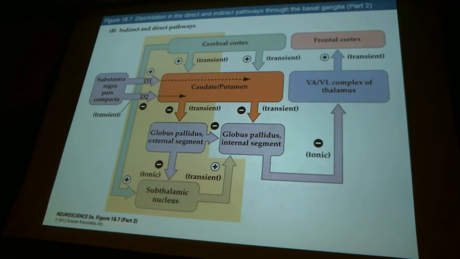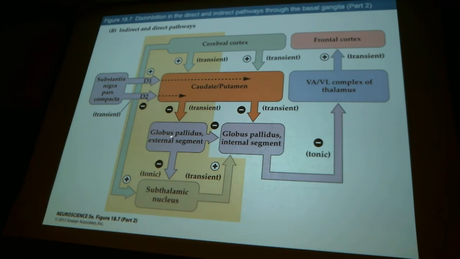So now we're going to build on the direct pathway and talk about the indirect pathway. And you'll understand why we say indirect, because there's another step involved. Here's the direct pathway. You guys are all experts in the direct pathway now. Earlier we talked about how the caudate putamen has outputs to the globus pallidus internal segment, but also the external segment. You saw that in some of the earlier drawings. There were two outputs to both segments.